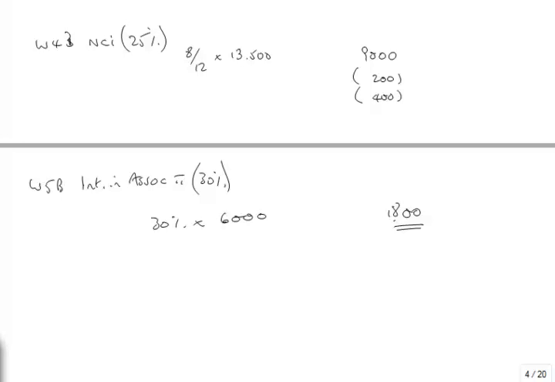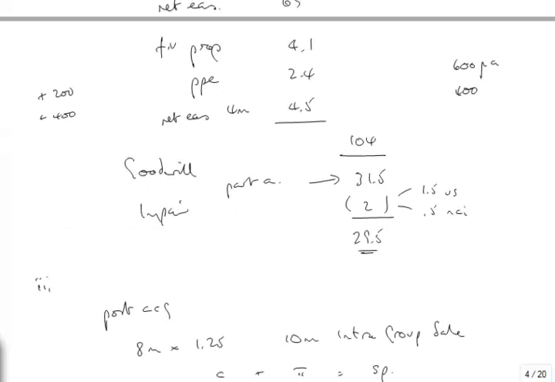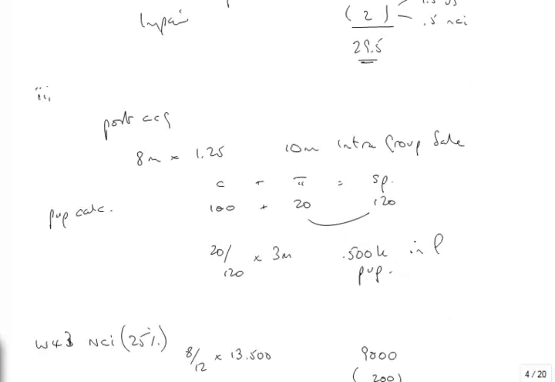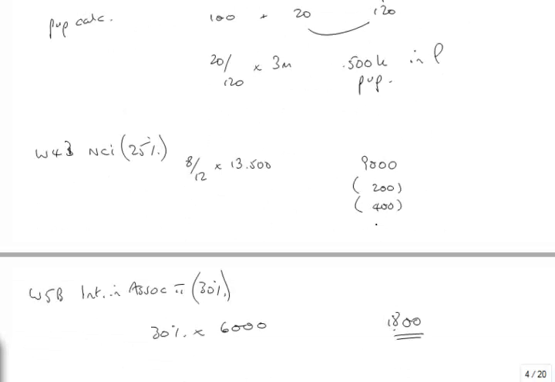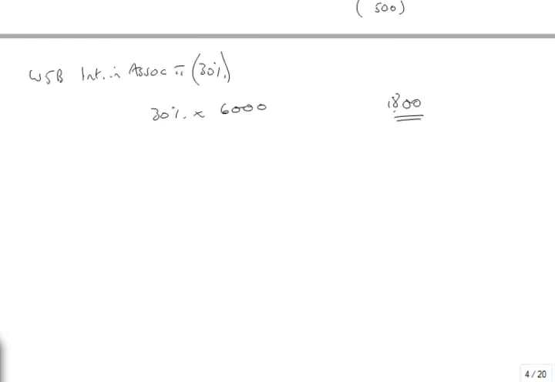What else have we got? We've got the impairment of Goodwill. The impairment of Goodwill is 0.5. And it's 25% of that. All right, let's fasten it together and see where we're up to.